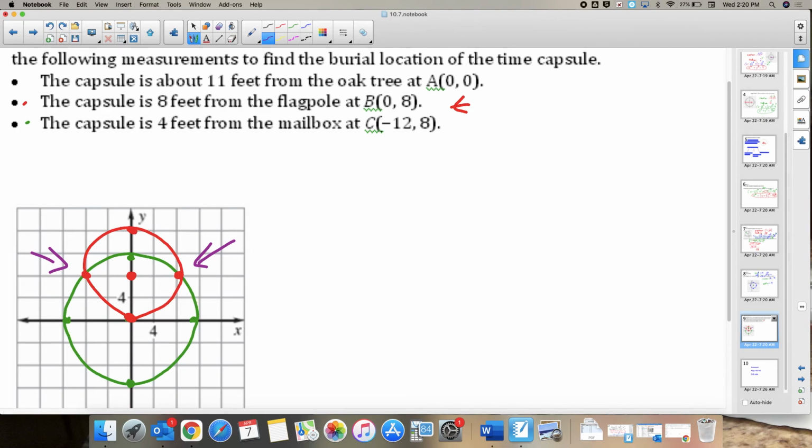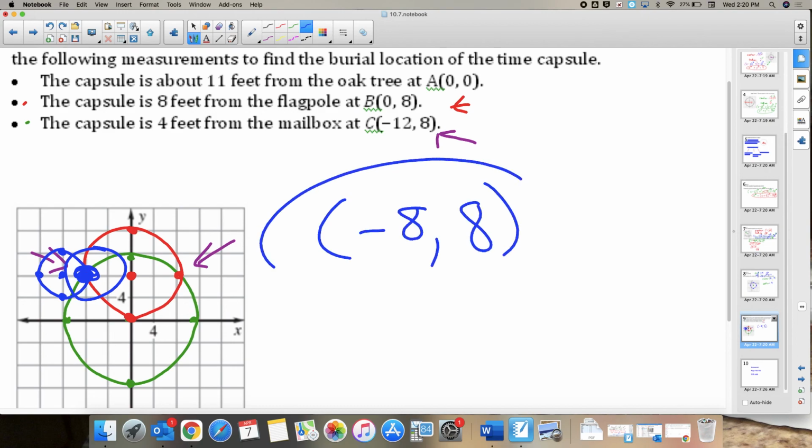However, they also tell us that that capsule is 4 feet from the mailbox, which was at negative 12, 8. So here's my mailbox. Could be 4 feet to the left, 4 feet up, 4 feet to the right, 4 feet down. Your capsule is located where these 3 circles will intersect, which is right here. The coordinate of negative 8, 8.